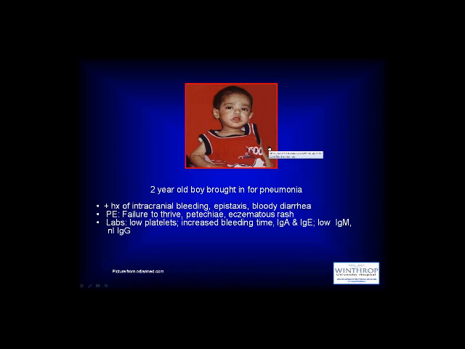So let's look at this 2-year-old boy. Was brought in for pneumonia, had a history of intracranial bleed, epistaxis, bloody diarrhea, failure to thrive, petechiae, eczematous rash, as you can see here. The laboratory of this kid showed a low platelet, increased bleeding time, increased IgA and IgE, a low IgM and a normal IgG. So this patient should be a suspect for Wiskott-Aldrich syndrome.